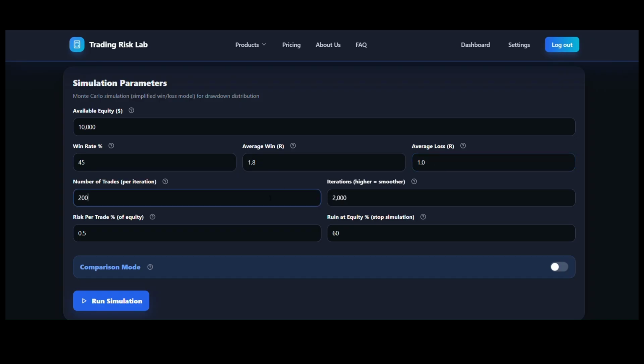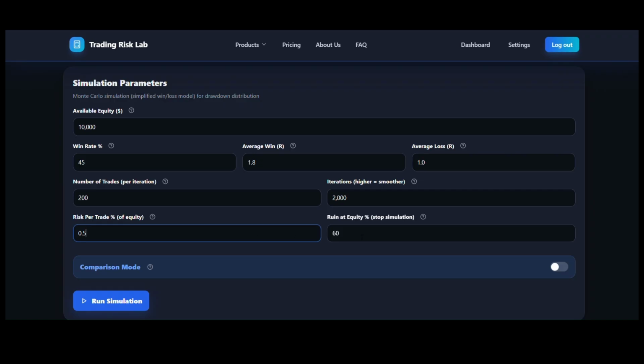Now define how many trades are simulated per run. This represents one full trading sample or period. Then, set the number of iterations. Higher values create smoother and more stable results, since more equity paths are simulated. Next, choose risk per trade as a percentage of equity. This is the fixed fractional risk applied to each simulated trade.